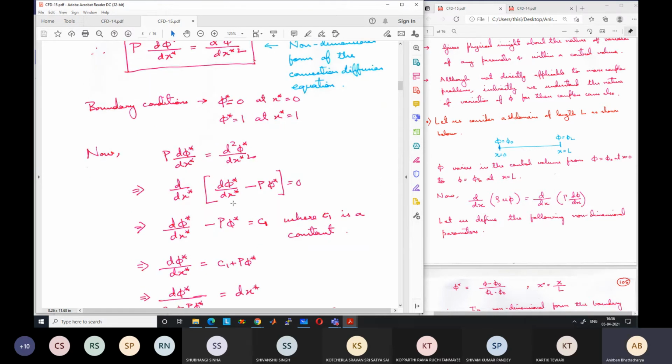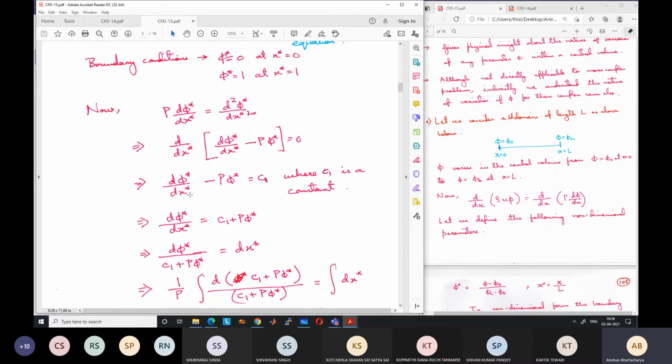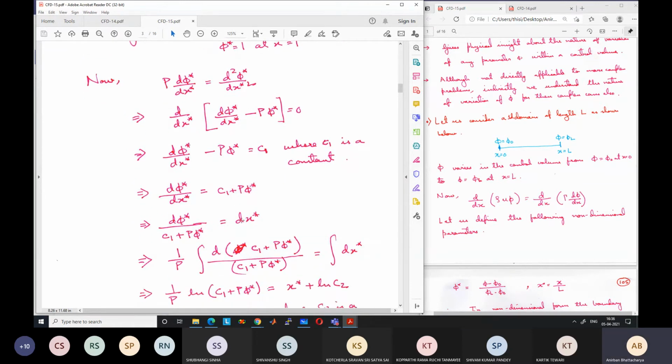Now we will integrate this, and by integrating this, we get that d phi star dx star minus P phi star is equal to some constant c1. Okay, let this be some constant c1. Okay, because it was 0, so by integrating we get a constant c1. Or d phi star dx star is equal to c1 plus P phi star. Okay, by rearranging the term again, d phi star by (c1 plus P phi star), by taking it to the bottom and taking the dx star to the other side, we get this form of the equation.